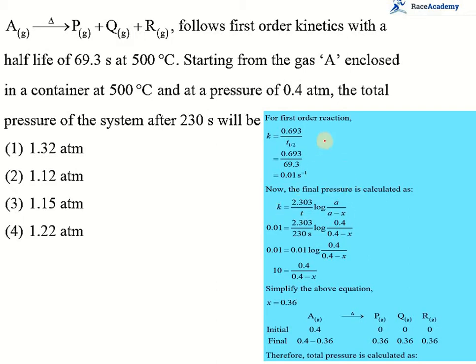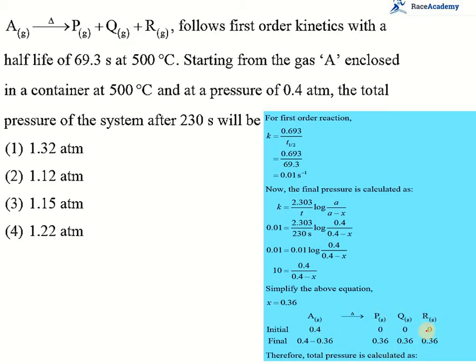In the first order rate constant expression, the given initial pressure is 0.4 and the time interval is 230 seconds. We don't know the amount reacted, so that is taken as 0.4 minus x. After substituting the K value and simplifying, the x value we got is 0.36. That means in the given equation, initially 0.4 of A is there and PQR is 0, but finally 0.4 minus x is 0.36. So 0.36 is the value for each of P, Q and R.